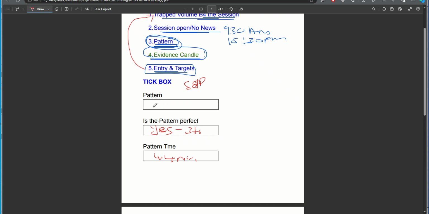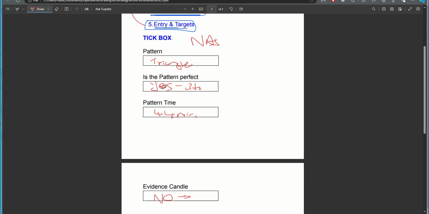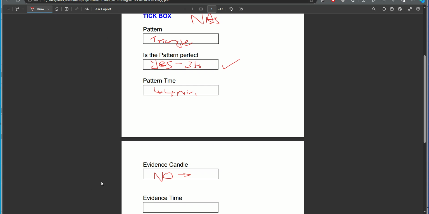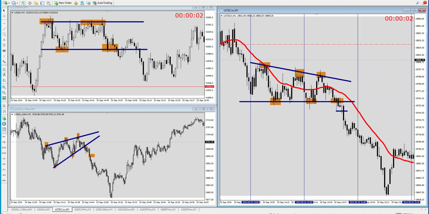Okay, what pattern? We can say triangle, but it gave both triangle and a rectangle, right? Yes, this is NAS. Okay, is the pattern perfect? Yes, we got 3 touches. How long did it take to actually build the pattern? Okay, good. We can take it from anywhere.